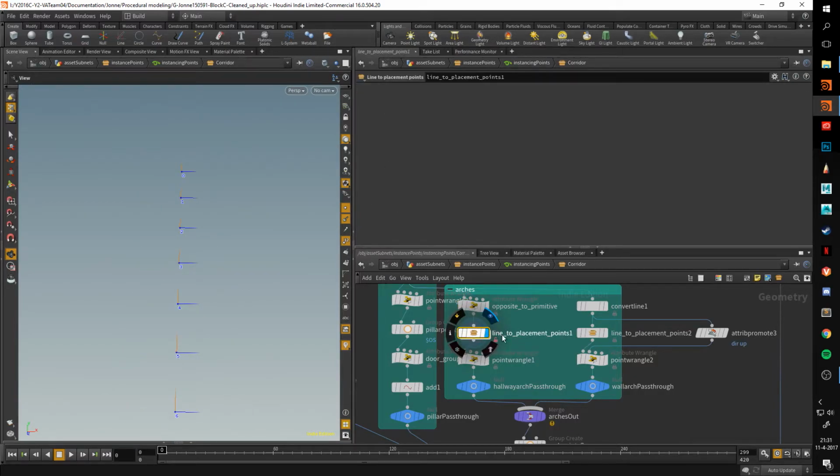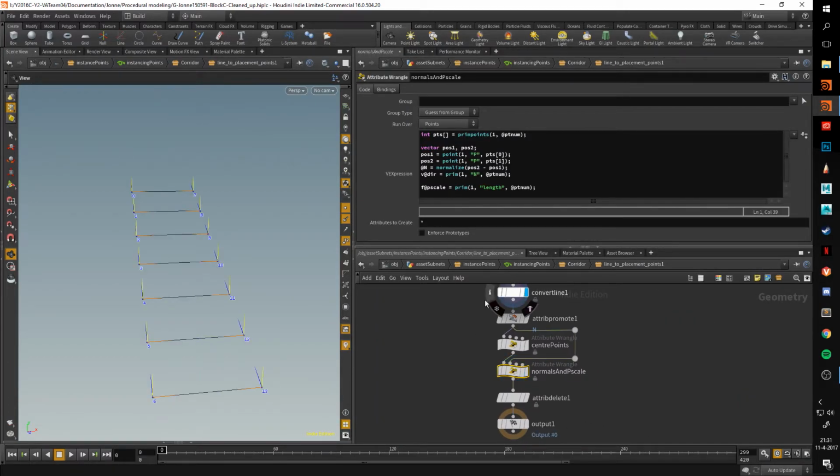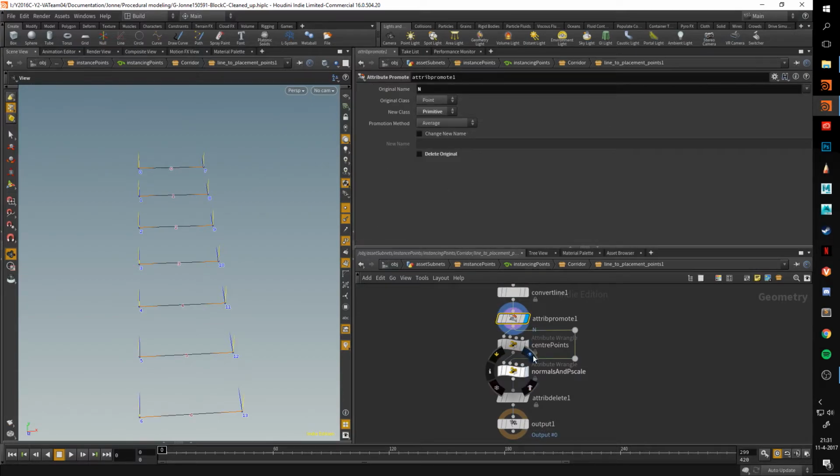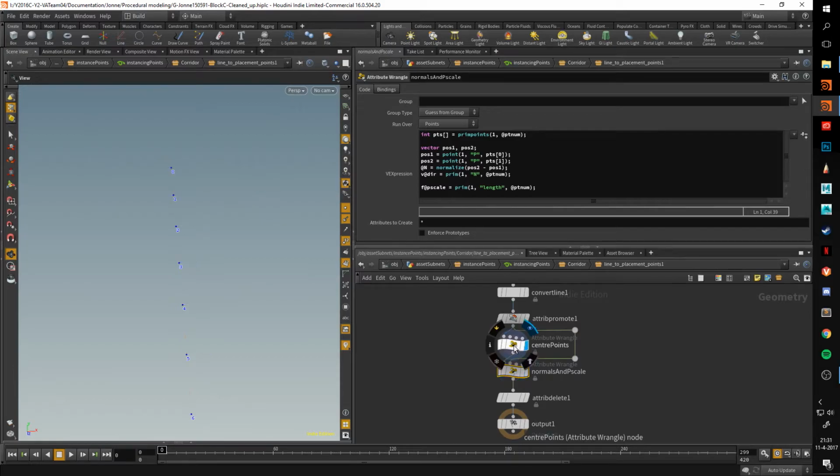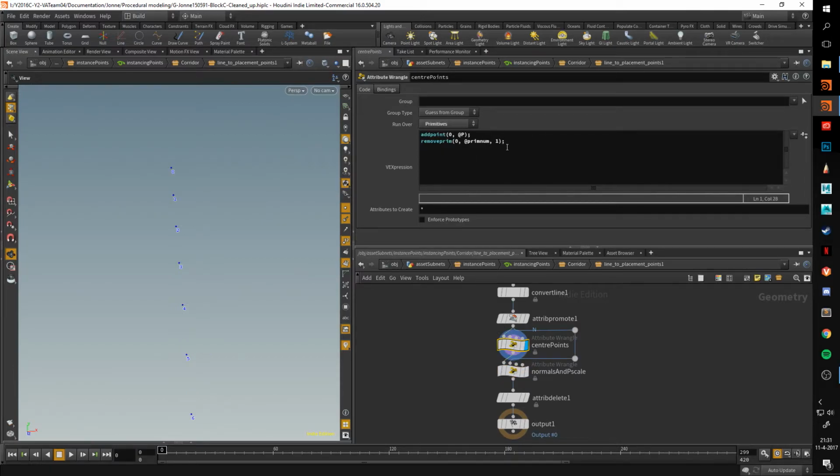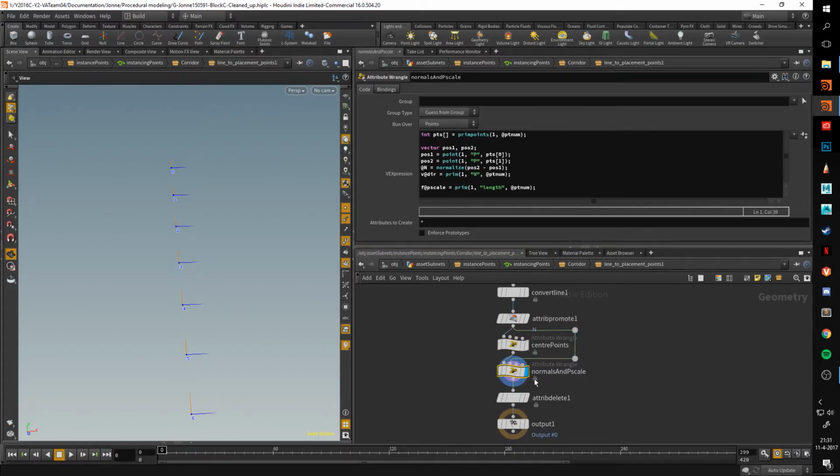This is the line to placement point asset I made. What this basically does is it uses a convert line to convert every line segment to a primitive. In this case, it isn't necessary because they're all already primitives. It promotes the normal attribute, which is later transferred back, and just uses that add point and remove primitive script I used before as well. I just transfer some normals as well as pscale. So pscale is another one of those Houdini attributes that is used by nodes such as the copy sop, sweep sop.